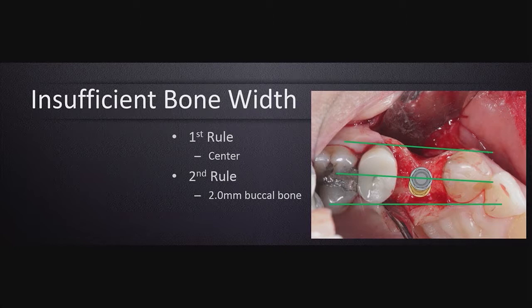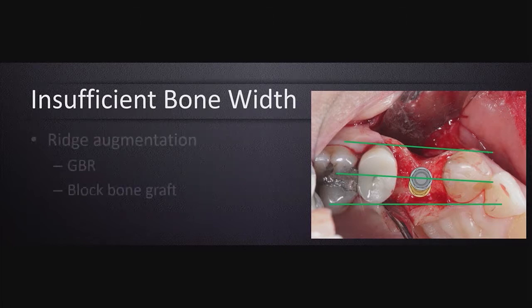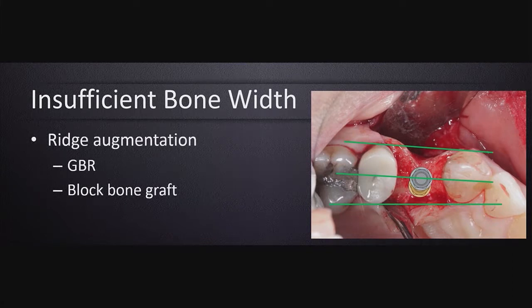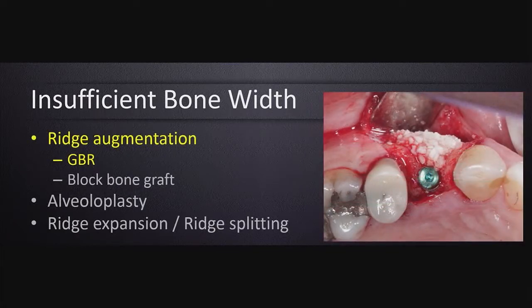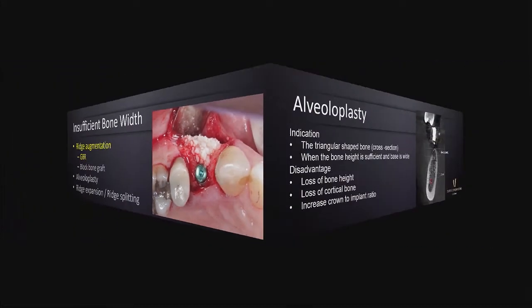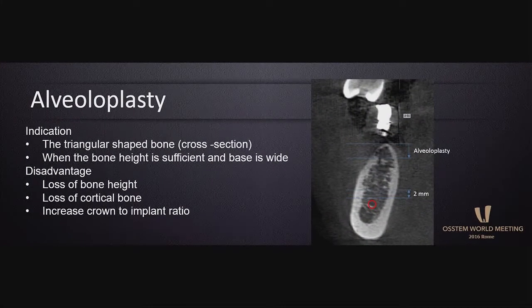So, the implant should be placed in that position correctly. But if the bone is not enough, we have several options for bone management, including ridge augmentation, and in this case, I choose the guided bone regeneration technique to augment the bone, to have the 2 millimeters of buccal bone. Or we could do the alveoloplasty or the ridge expansion. Alveoloplasty can be done sometimes when the bone height is enough and the alveolar bone base is wide. The alveoloplasty might be a good option for this case.